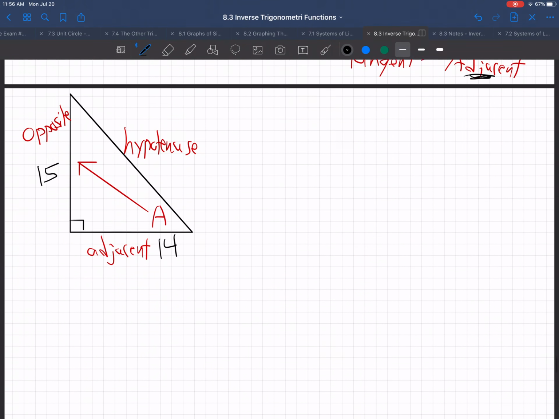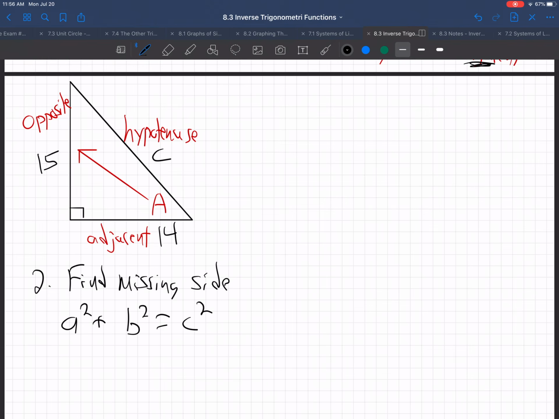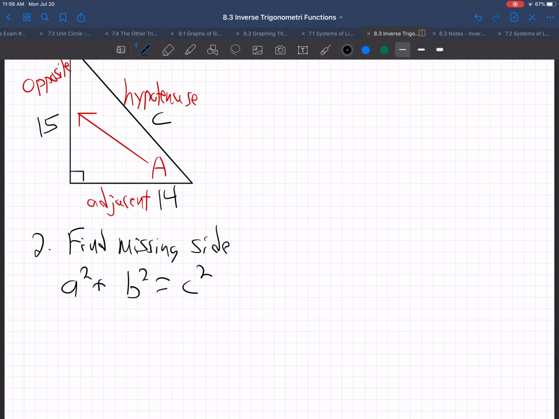Step two, we're going to find, this is C, find the missing side using a squared plus b squared is c squared. That's true for any right triangle. The Pythagorean theorem is true for any right triangle. So it doesn't matter, A and B, the order does not matter. You can swap them, they're just added.